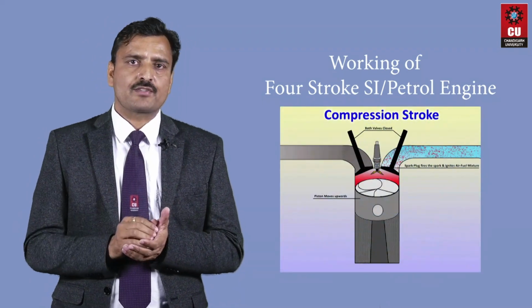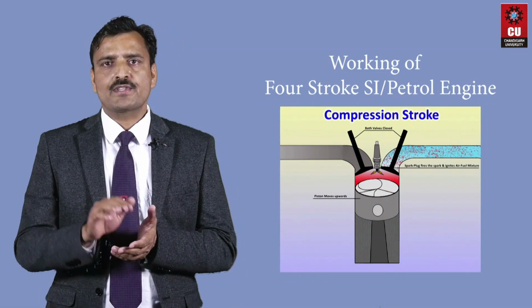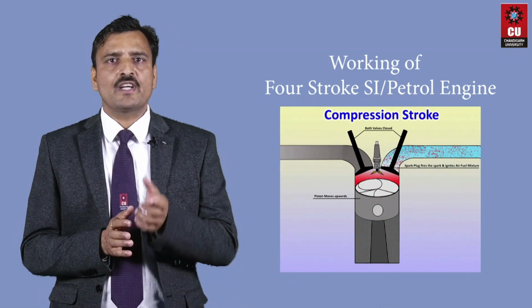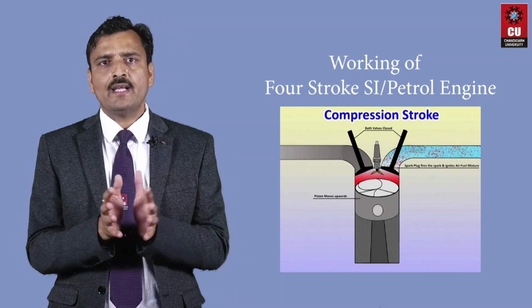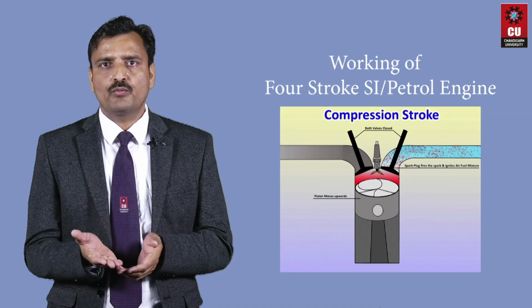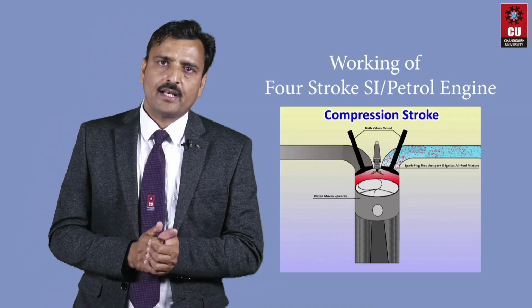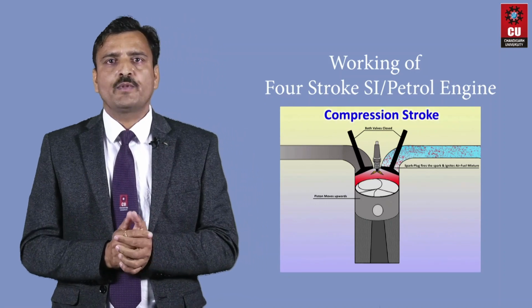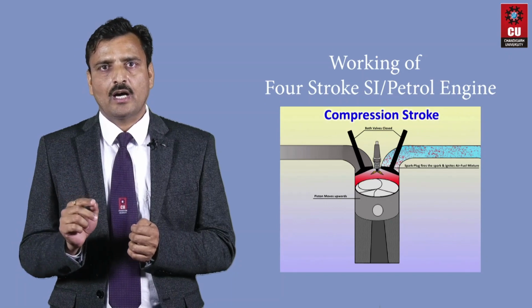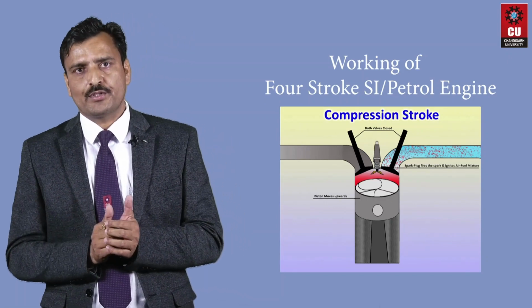In the compression stroke, both valves are closed. The piston compresses the air-fuel mixture into a much smaller volume and prepares the mixture for ignition, and the piston moves from the bottom dead center to the top dead center. Pressure and temperature of the charge increase and the crankshaft rotates about 360 degrees, that is one complete revolution.